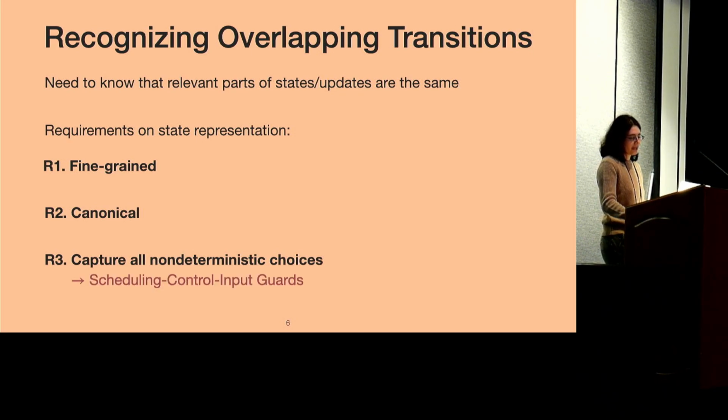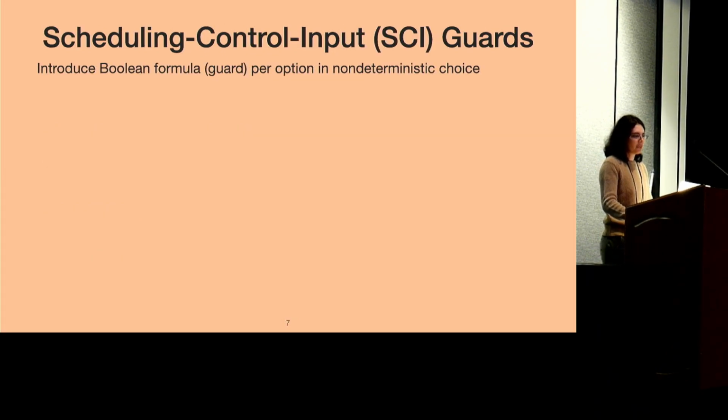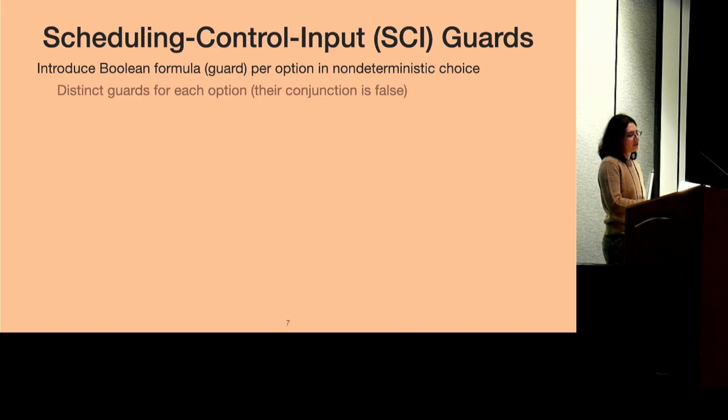So first, let's talk about how scheduling control input guards are used to capture these non-deterministic choices. Scheduling control input, or SCI guards, are just Boolean formulas, or guards, that we introduce per option, per non-deterministic choice that we have in the system. And this is for all kinds of non-determinism, be it scheduling non-determinism, control flow non-determinism, or input non-determinism. Per choice, we'll introduce distinct guards for every option in that choice, meaning that if we look at any two options for a choice and take the conjunction of their guards, that's going to be false.